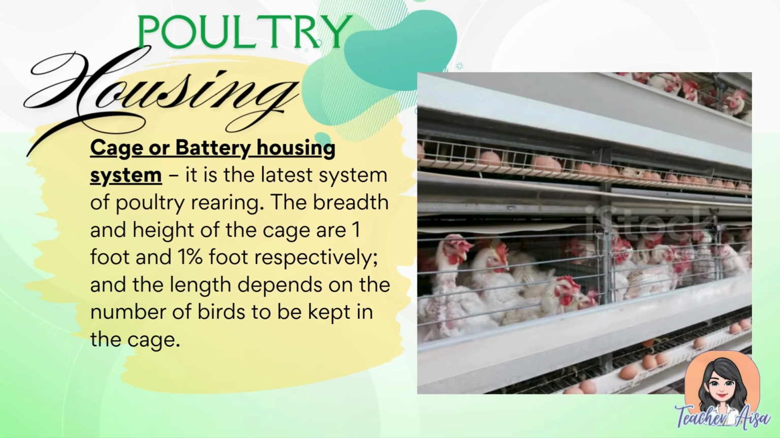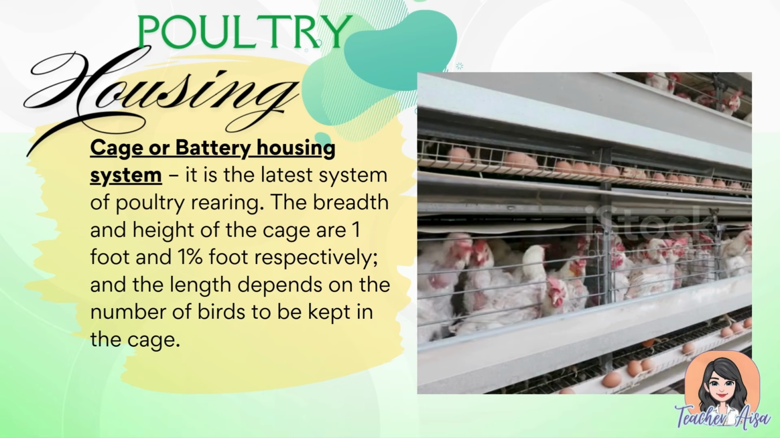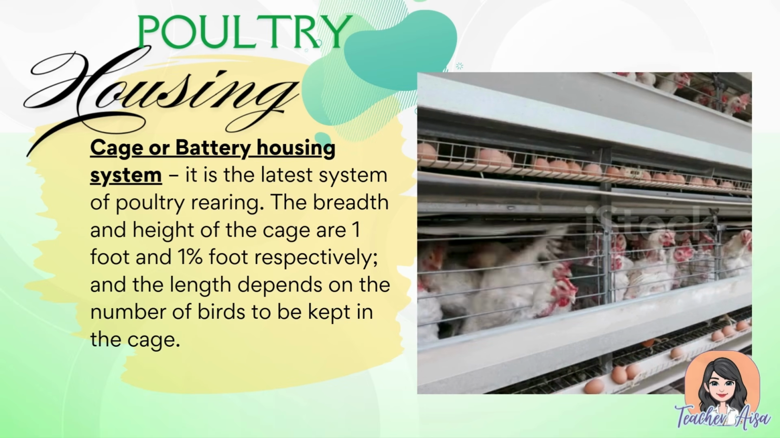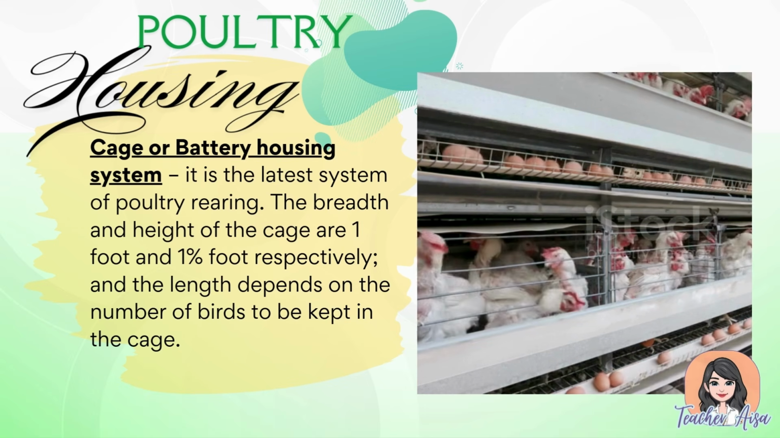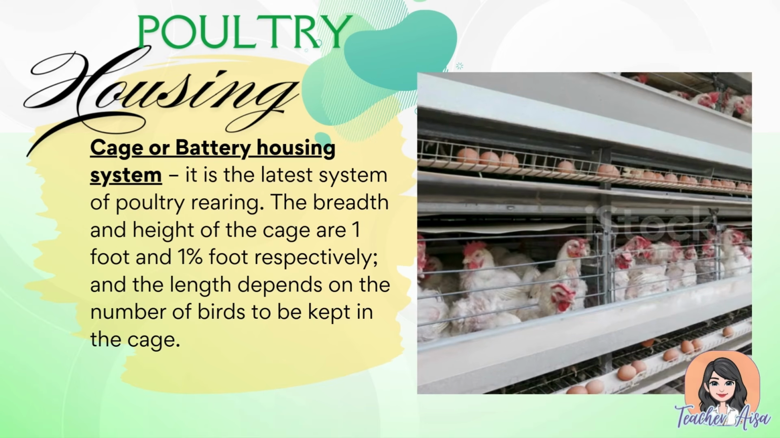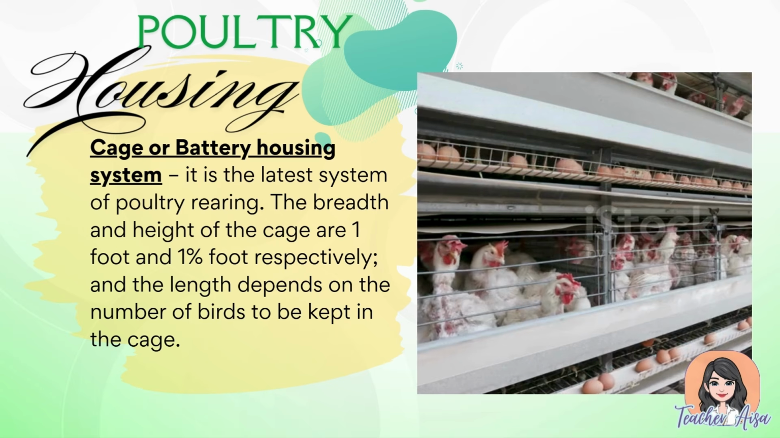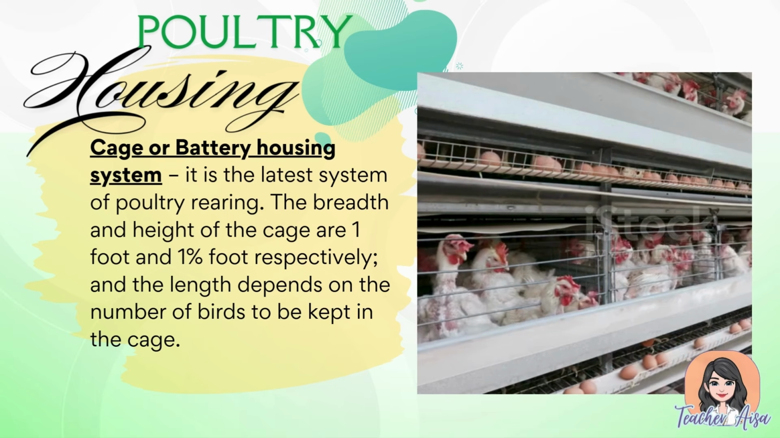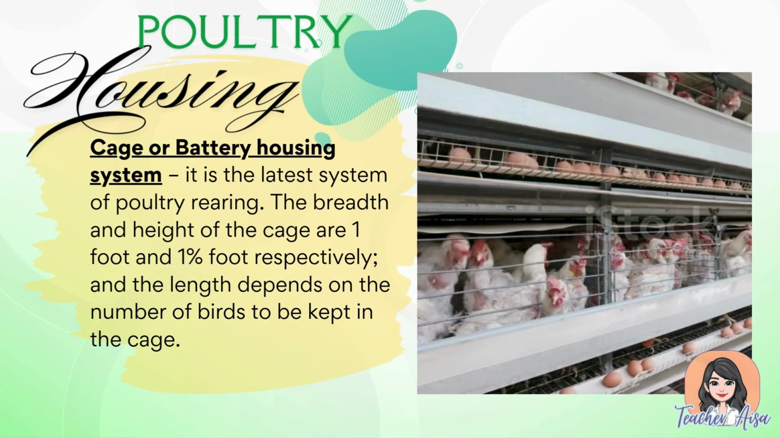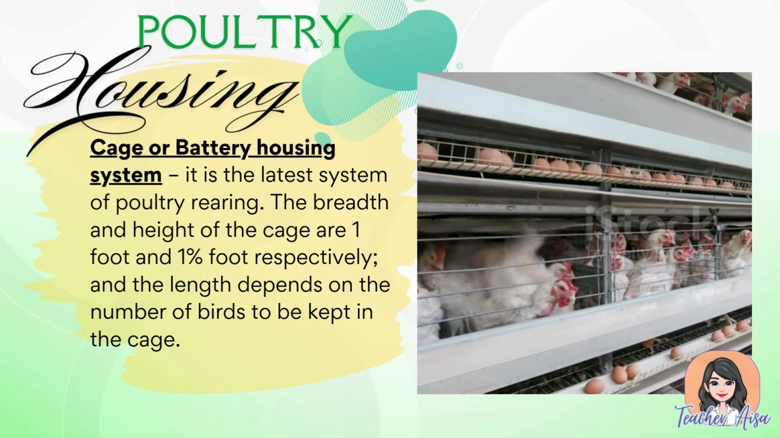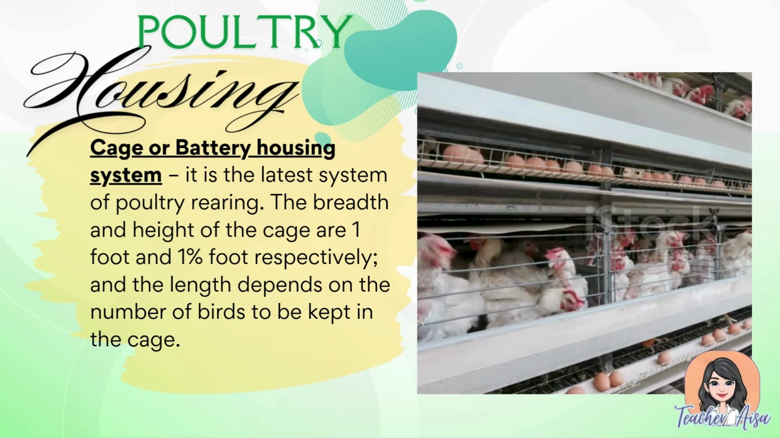The breadth and height of the cage are 1 foot and 1½ feet respectively, and the length depends on the number of birds to be kept in the cage. However, it is better not to keep more than 10–12 birds per cage. The birds are confined in a cage just large enough to permit limited movement and allow them to stand and sit comfortably. Feeder and waterer are found outside the cage.